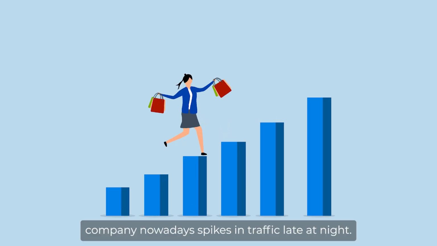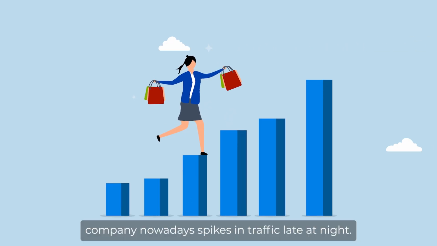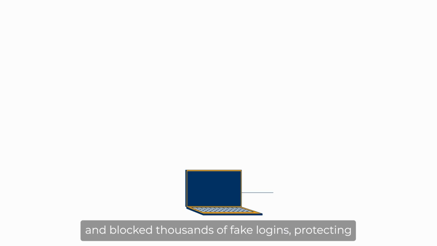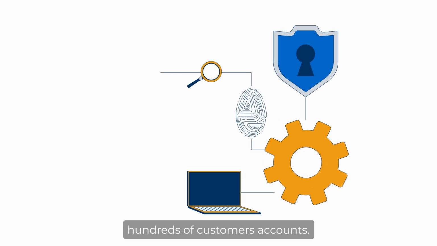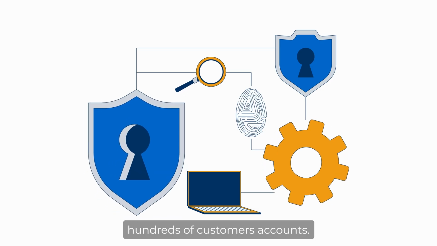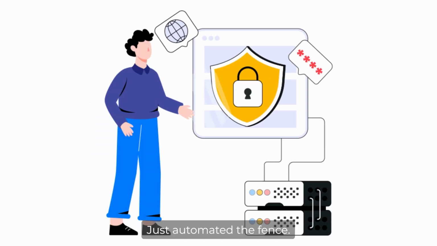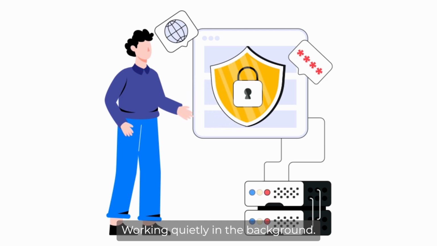A retail company noticed sudden spikes in traffic late at night. Their WAF automatically flagged and blocked thousands of fake logins, protecting hundreds of customers' accounts. No downtime, no breach, just automated defense working quietly in the background.